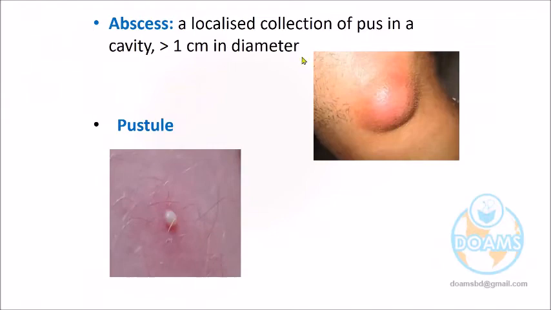Now come to again the elevated lesions more than 1 centimeter size containing pus, it will be abscess. But the same thing, if the size is smaller, it will be named as pustule. Okay.